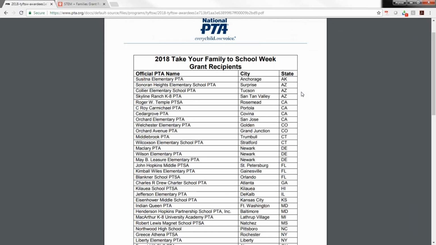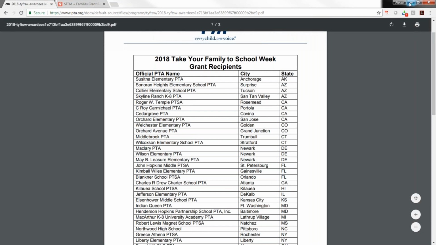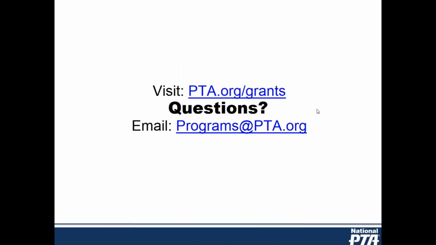So don't forget our 10th tip. Don't give up. Keep applying. Keep applying. We want to see more and more people applying for these grants because we want to get more grants out to you.